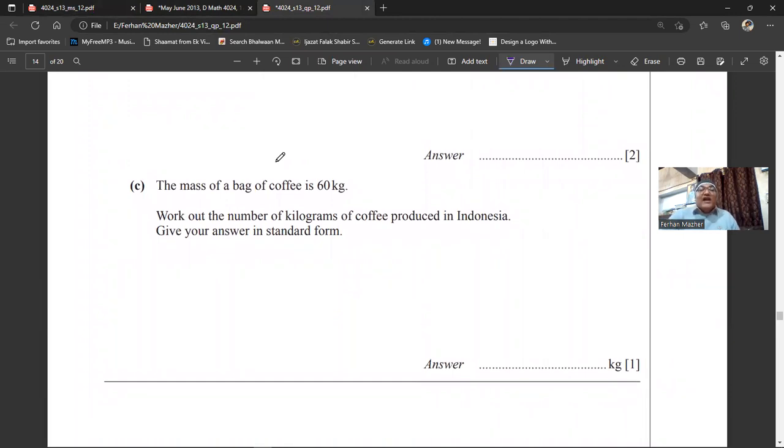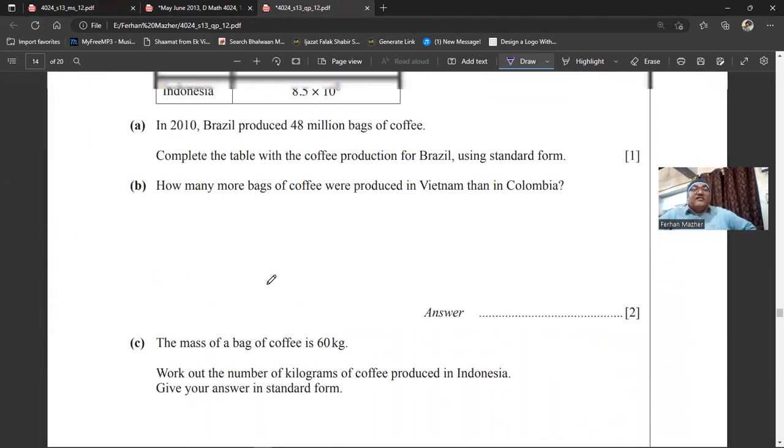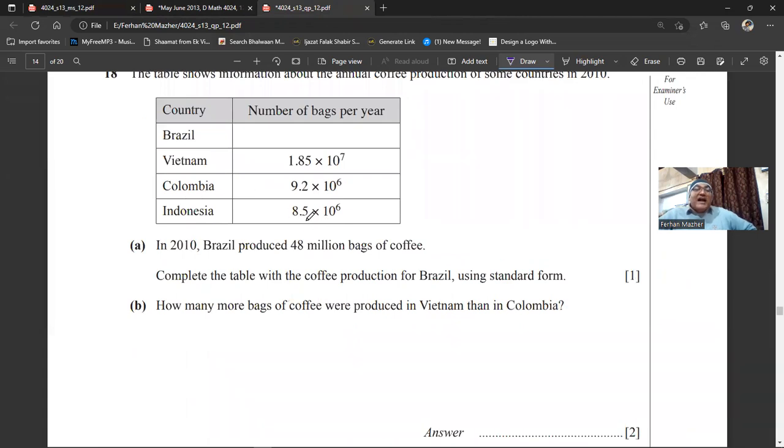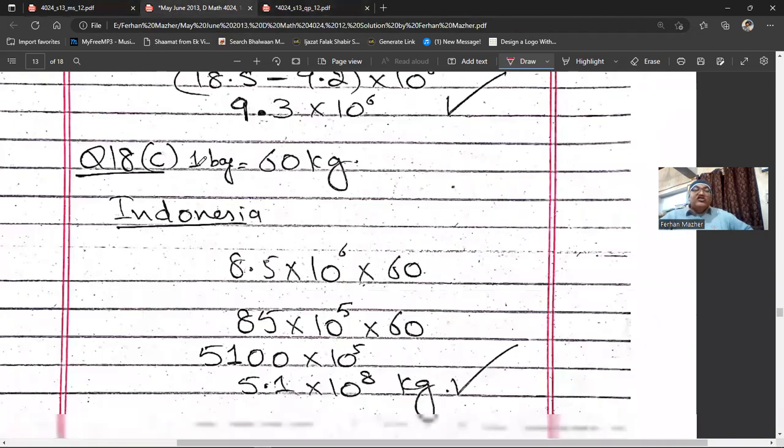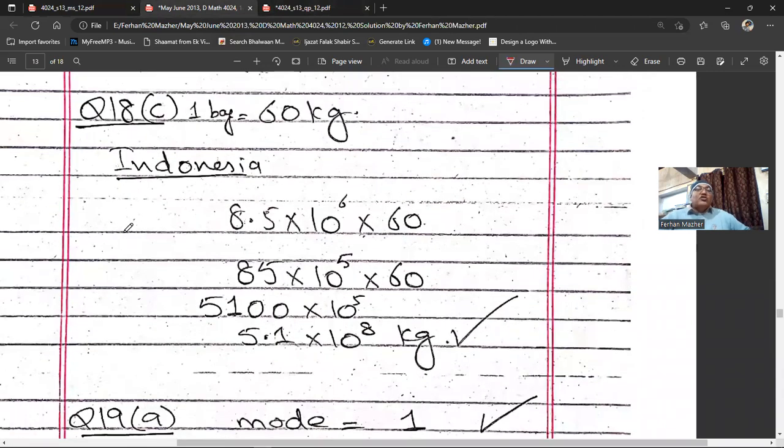The mass of a bag of coffee is 60 kg. Work out the number of kilograms of coffee produced in Indonesia. Give your answer in standard form. So in Indonesia, the bags are 8.5 × 10^6 bags, and in one bag, we have 60 kg. So very easily, just multiply them together. Because one bag is 60 kg, and in Indonesia we have 8.5 × 10^6 bags, just multiply it with the 60 kg.